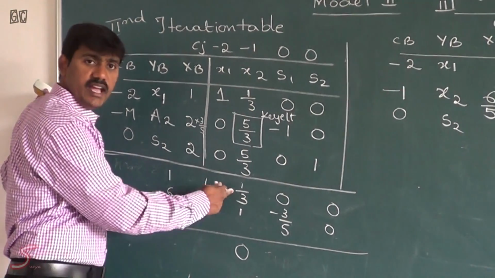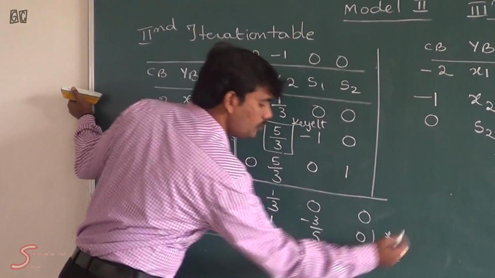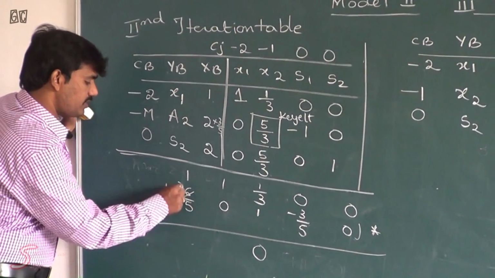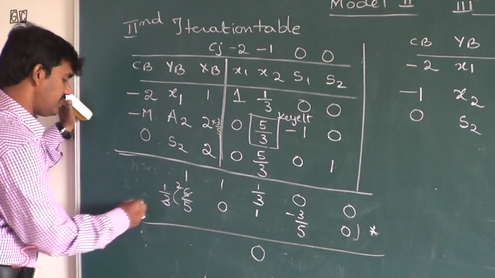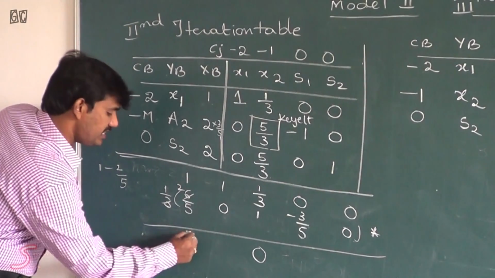Simply we have 1 by 3 here, we have 1. So I am going to multiply this entire row by 1 by 3. So that is 3 2 just 6. So that is 2 by 5. That is 1 minus 2 by 5. That is 5 minus 2. That is 3 by 5.